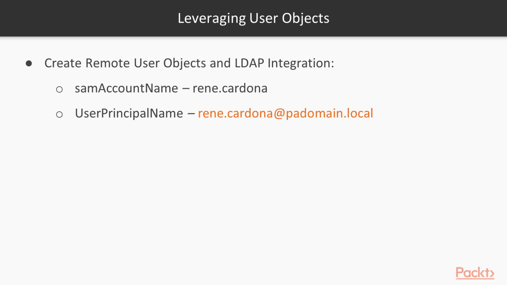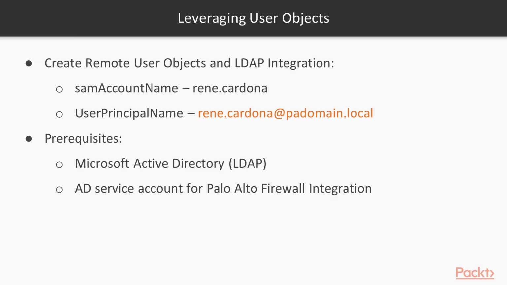Alrighty, so let's begin. And by the way, here on the slide we have the two formats that you can use to tell the Palo Alto firewall how the user attribute will be looked up. SAM account name means that you're just going to have that username, and then user principal name is basically an email format. So it starts with username at domain name, and that will be your fully qualified domain name. We have those two options, and we're going to work with SAM account name, but it's going to be the same with user principal name.